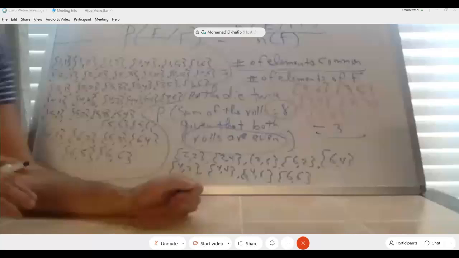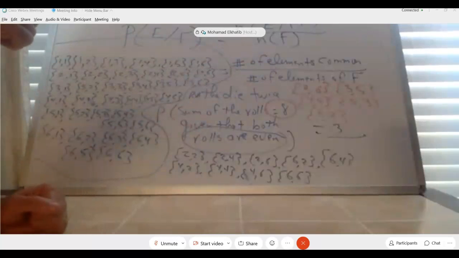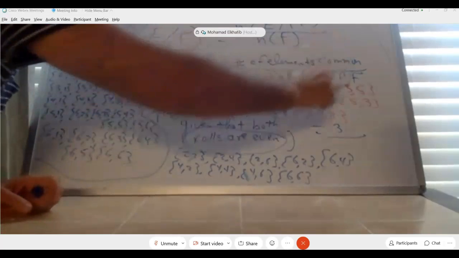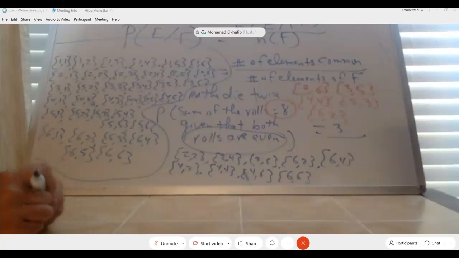Do you agree? The 2 and 6 is common between the blue and the red, right? 4 and 4 and 6 and 2. These are the only 3 that are common between the sum equals 8 and the one where both of them are even. That's what the formula says, number of elements in common. So how many of them are in common? 3. Are we good with how I got the 3?